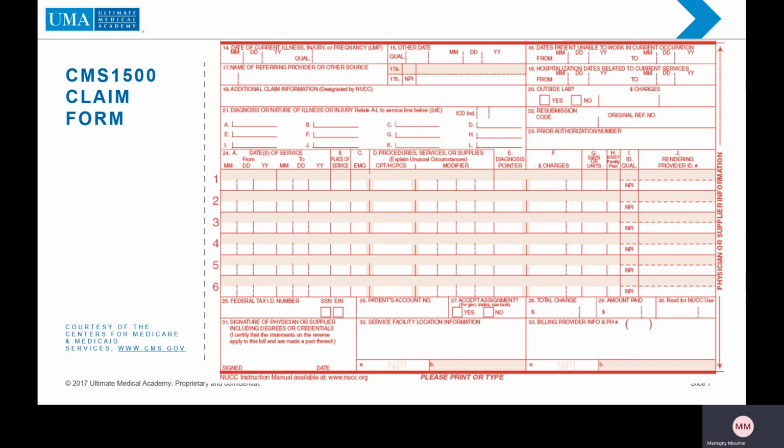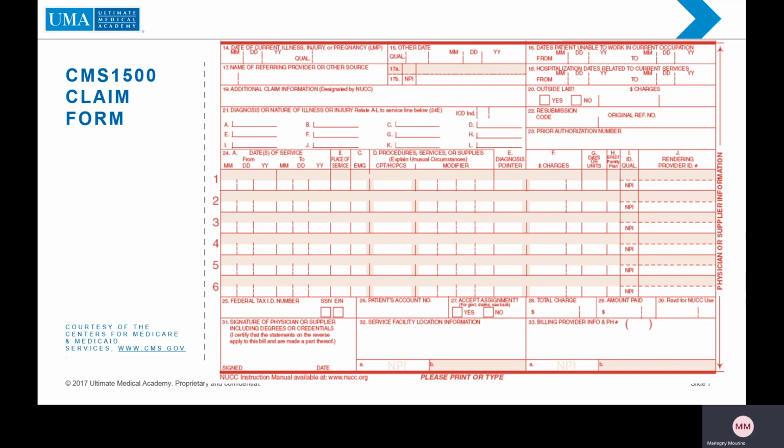Form locator 32 is the name and address of the facility where the services were rendered. In 32A, we would enter the MPI number, and then in 32B, other ID number. So we would enter the non-MPI number and qualifier.